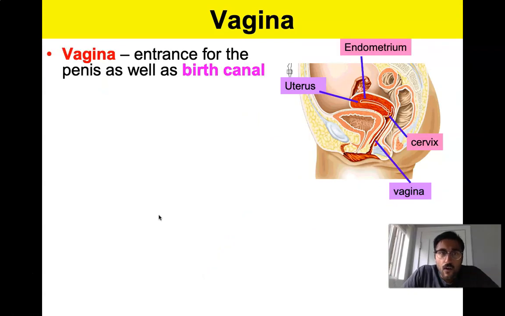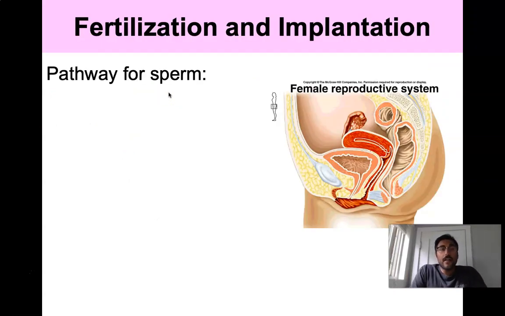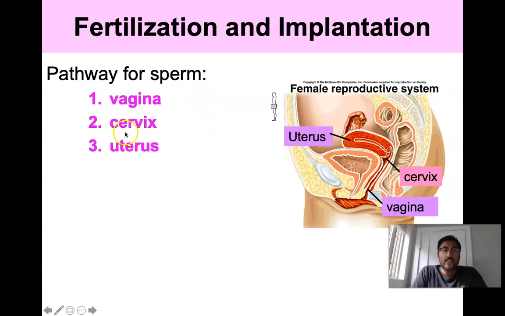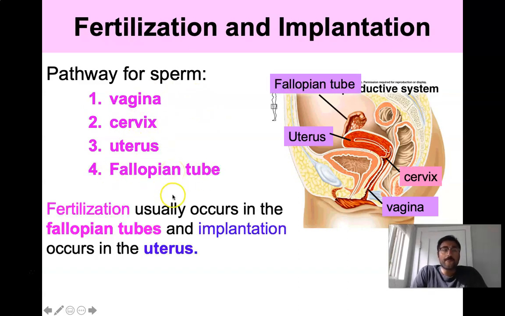The vagina itself is the entrance for the penis, as well as the birth canal. And then during fertilization and implantation, the pathway for sperm will be as follows. So sperm will enter the vagina, go through the cervix or the cervical opening, enter the uterus, through the fallopian tube, where fertilization will usually occur, like we've said a couple times in the video so far. And implantation is going to occur then in the uterus when that fertilized egg is going to move down the fallopian tube and implant somewhere in the endometrium of the uterus.